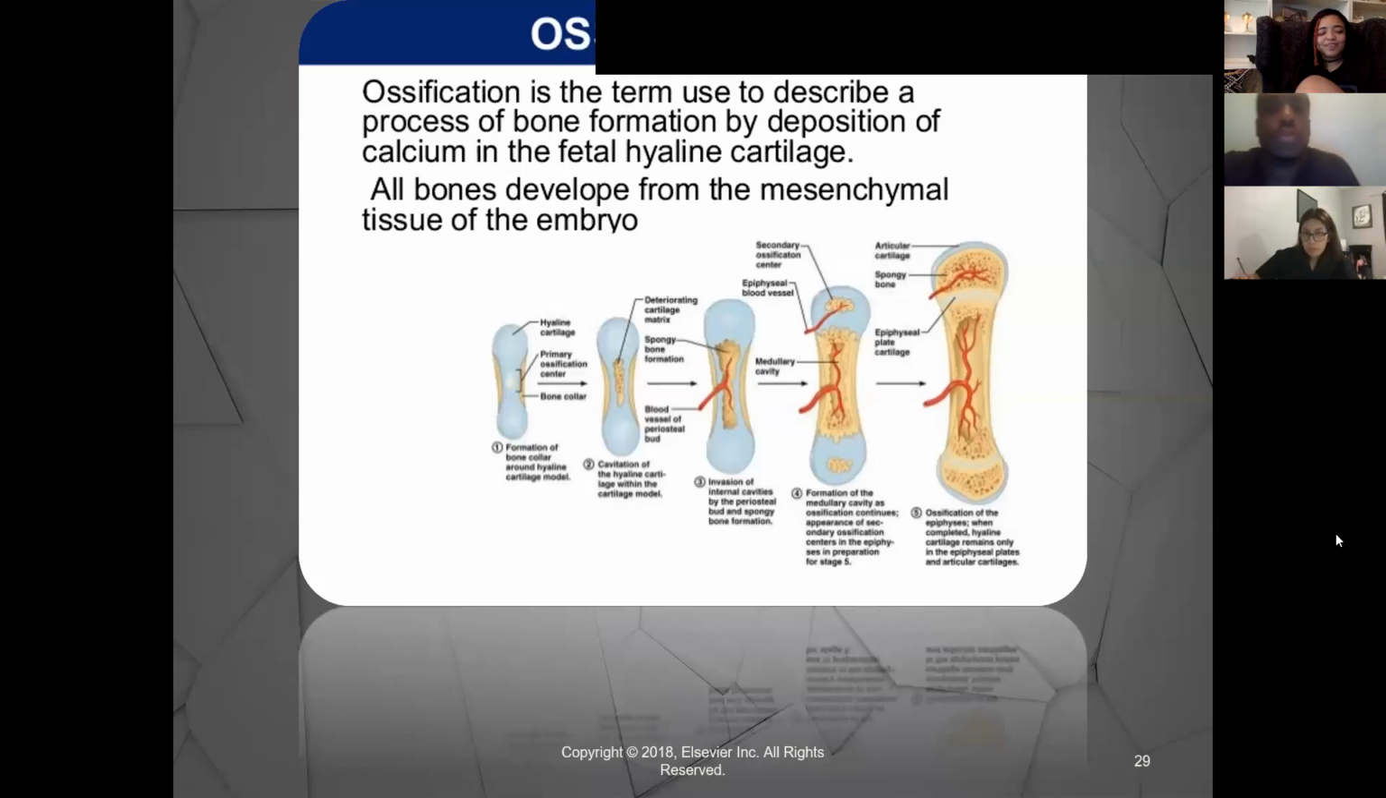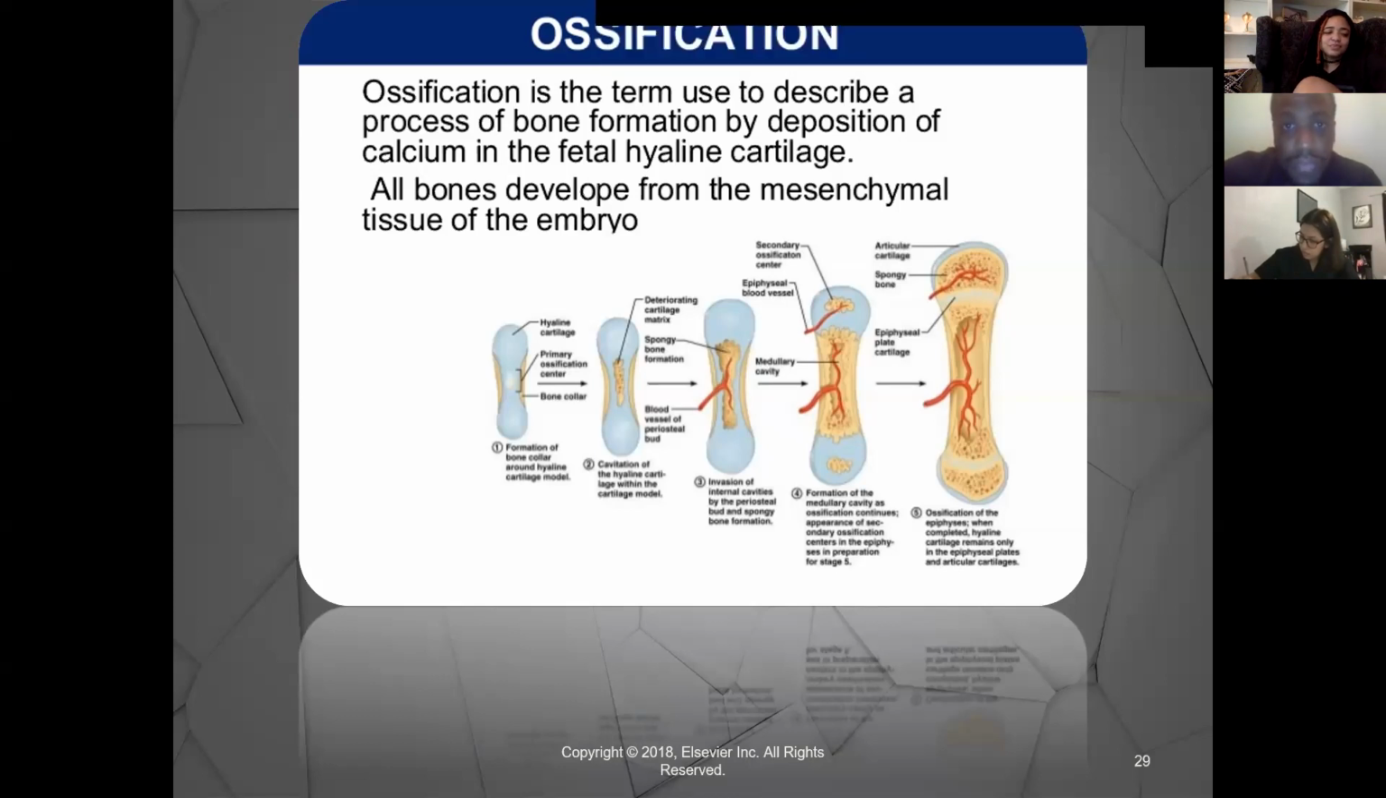So when we talk about ossification as a whole, once again, we're talking about that process of bone formation. How's that done? That's done by what we call the deposition of calcium, because bone is made up of a lot of calcium. You always heard when you were growing up to drink your milk because it has lots of calcium, makes your bones strong. It's that deposition of calcium in what's called the fetal hyaline cartilage. Fetal hyaline cartilage is referring to an infant's bone structure because it's mostly made of cartilage. We're depositing calcium to formulate that hard bone structure to transform it from cartilage to bone.